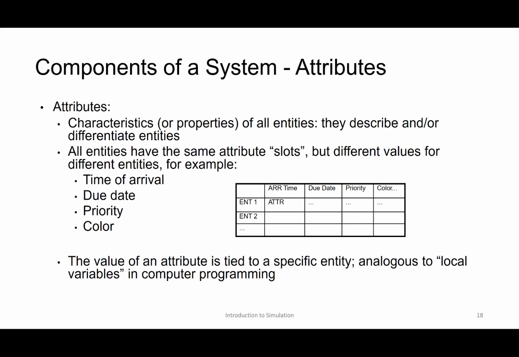Attributes are another component of the system. They are the characteristics or properties of entities; they describe and/or differentiate entities. Essentially, the attributes describe how these entities will behave. For example, if the entities here are the parts, an attribute would be when they arrive and are ready for use. All these entities have the same attribute slots, but different values for the different entities. So they could have values for time of arrival, due date, priority, or color. The value of the attribute is tied to a specific entity, analogous to local variables in computer programming.